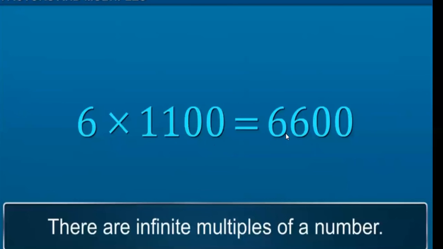That's why we have 6 into 1100, which gives 6600. Six thousand six hundred is a multiple of 6. Okay. Now, in the same way, if you go on multiplying, we will get any number of multiples.